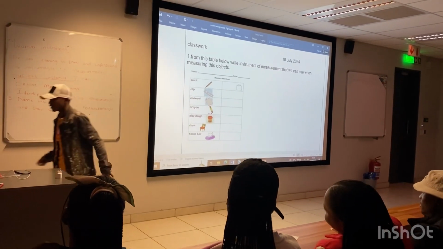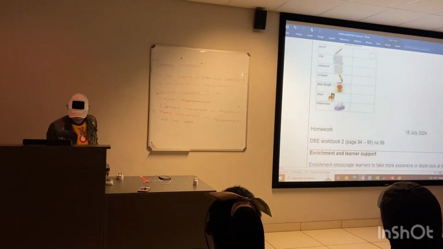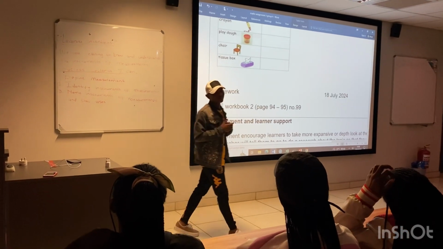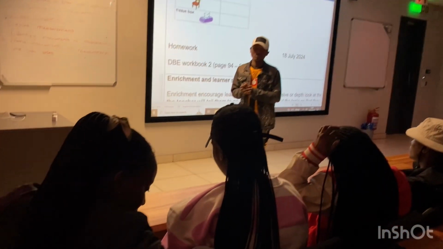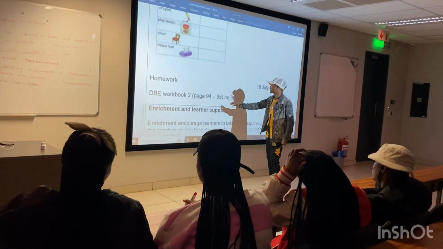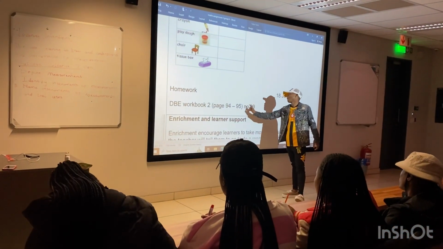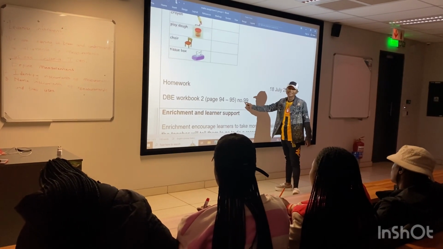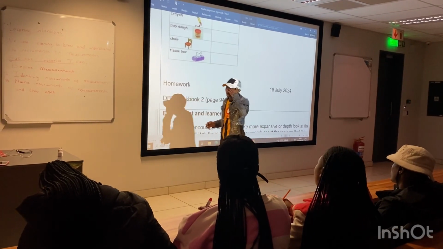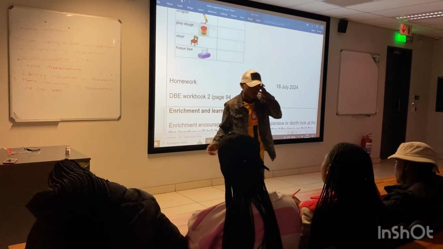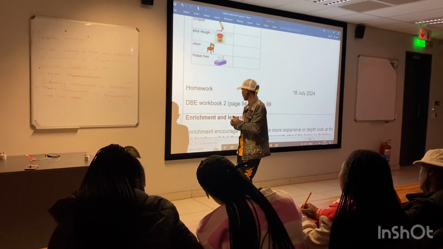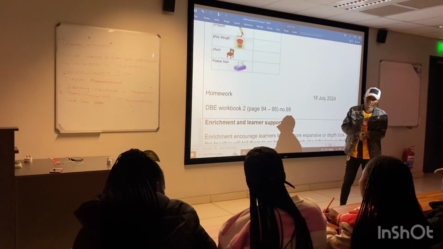We have our homework. Do you all have our DBE workbook 2? Yes, sir. Okay. In our DBE workbook 2, on page 94 to 95, number 99. All of them number 99, right? Yes, sir. Write the homework down quickly.